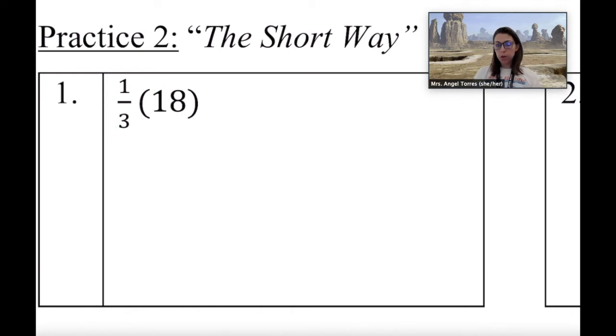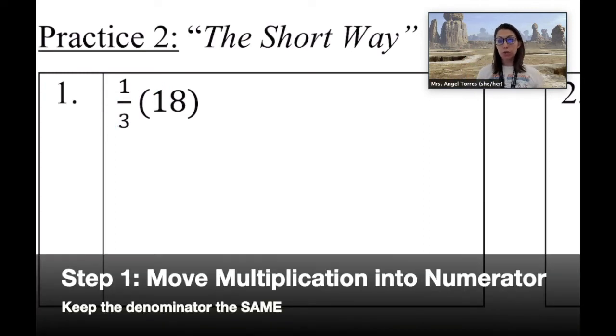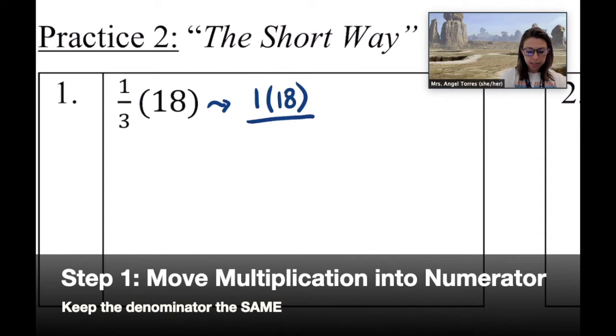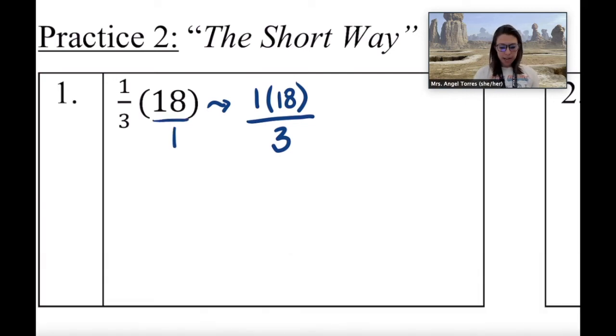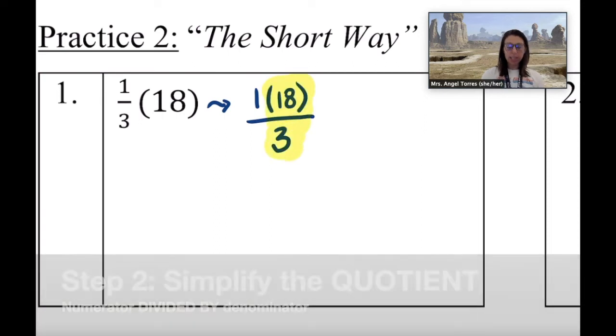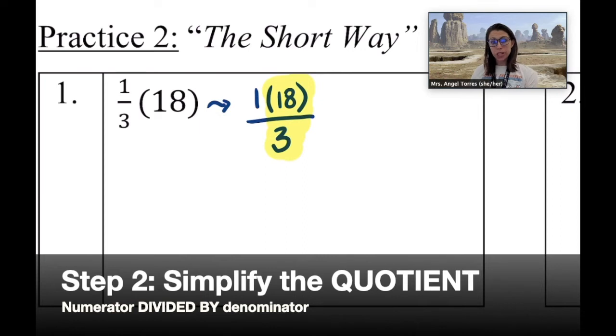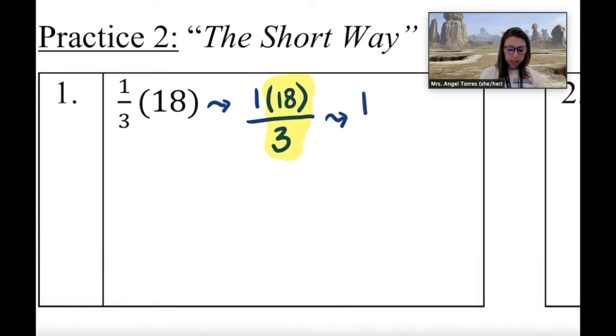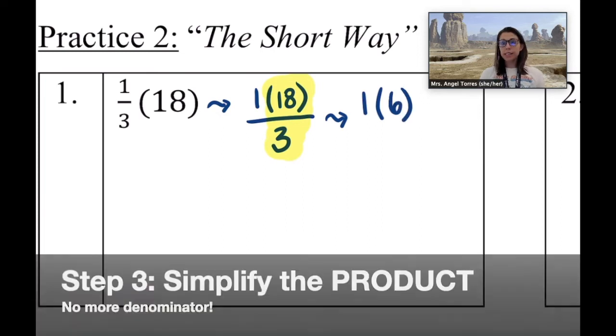So here's our first step. We're going to move the multiplication into the numerator. So we're going to rewrite this as 1 times 18 divided by 3. It's the same kind of step as what we were doing before, just without the over 1. Now here's the cool part. We've now shown there is a quotient here. If you look carefully, we have 18 divided by 3 as a quotient. And what is 18 divided by 3? That's just 6. So really, this becomes 1 times 6. And what's 1 times 6?